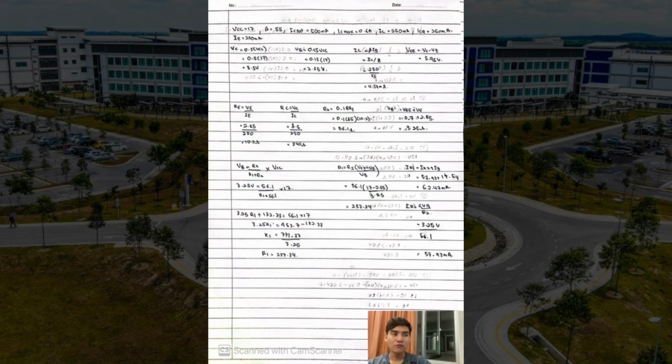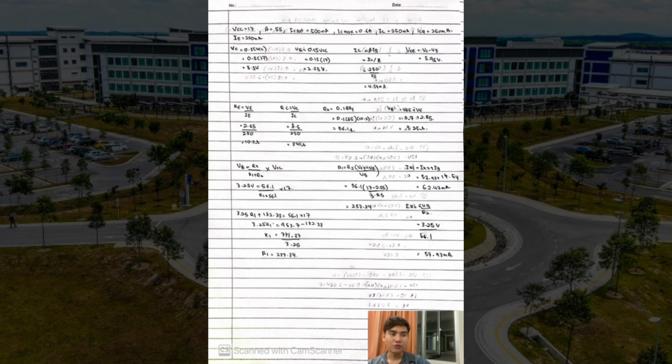So for the R2, we have to use 0.1 beta RE, which is 0.1 times 55 times 10.2. So we get 56.1 ohm. So for the VB, we have to use VBE plus VE, which is 0.7 plus 2.55, and we get 3.25 volt. So for the VB, we have to use R2 over R1 plus R2 times VCC, which VB we got 3.25, and R2 is 56.1, and R1 plus 56.1 times 17.